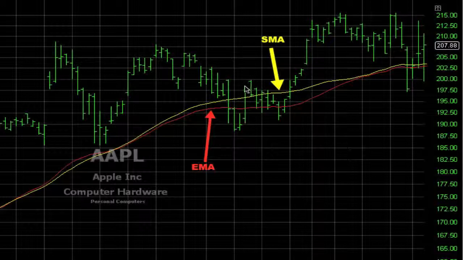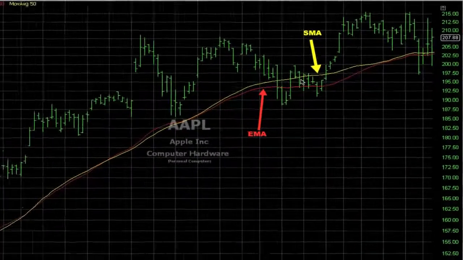MA also helps you filter out the noise in a volatile market. For example, here you see some big swings, and this might make you think that this could be the beginning of a new down move. But the MA stays upward, so the trend is still up, helping us filter out the noise.